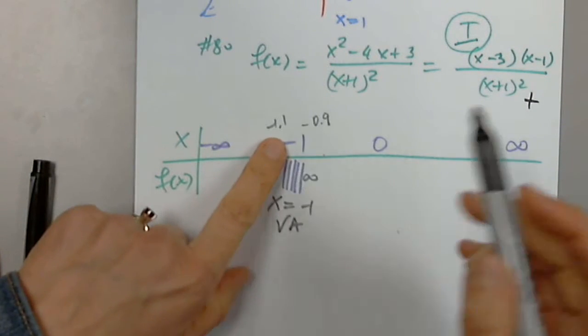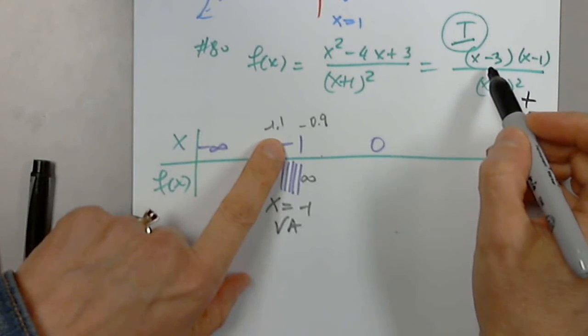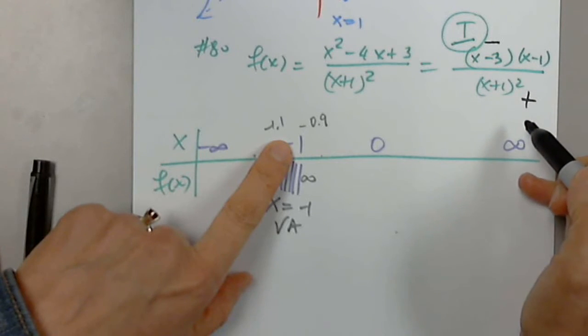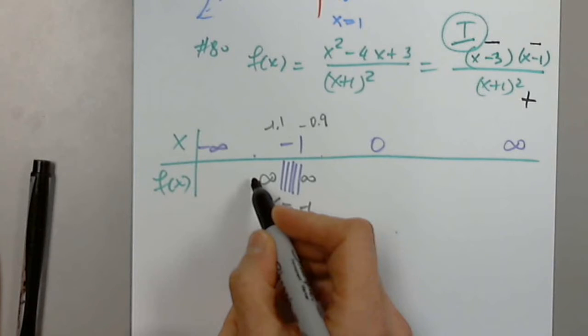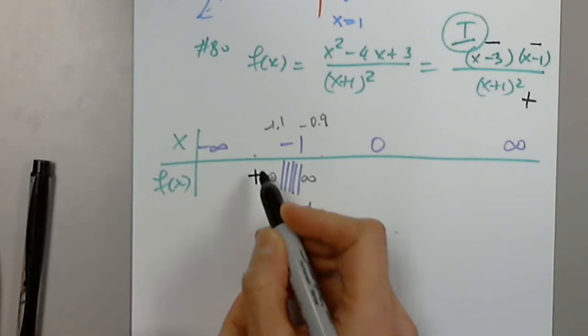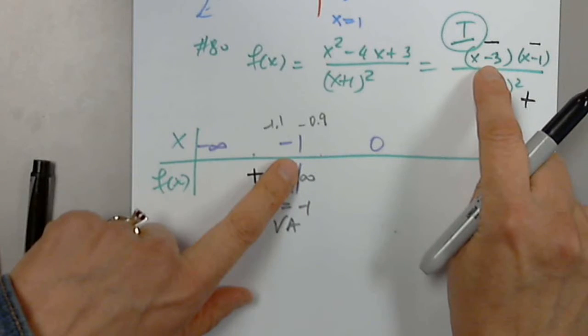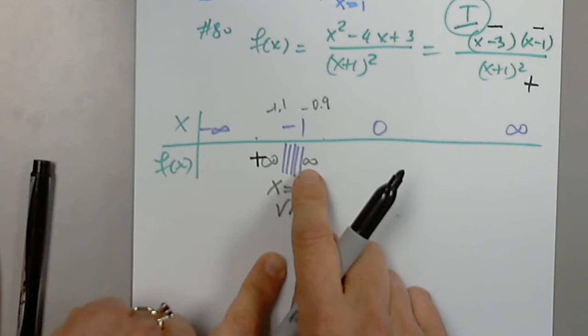Good. So let's plug in -1.1 here. Just give me the sign. Awesome. Two negatives. Very good. Let's plug in -0.9. Good. So then the sign here.